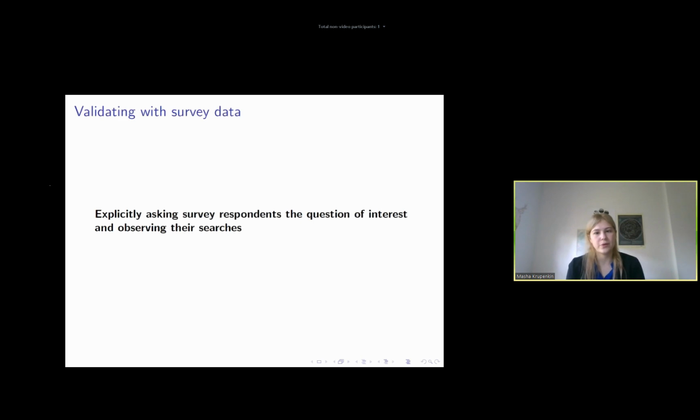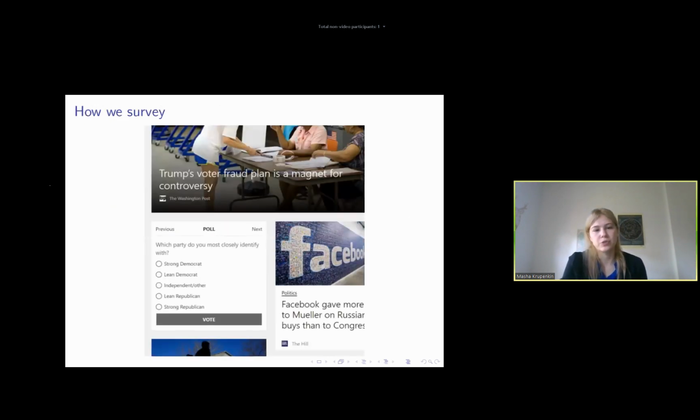Finally, the third method of validating search data is validating with survey data. So explicitly asking survey respondents the question of interest and observing their searches. So just as a reminder, this is how we ask survey questions, how we ask questions of our searchers.